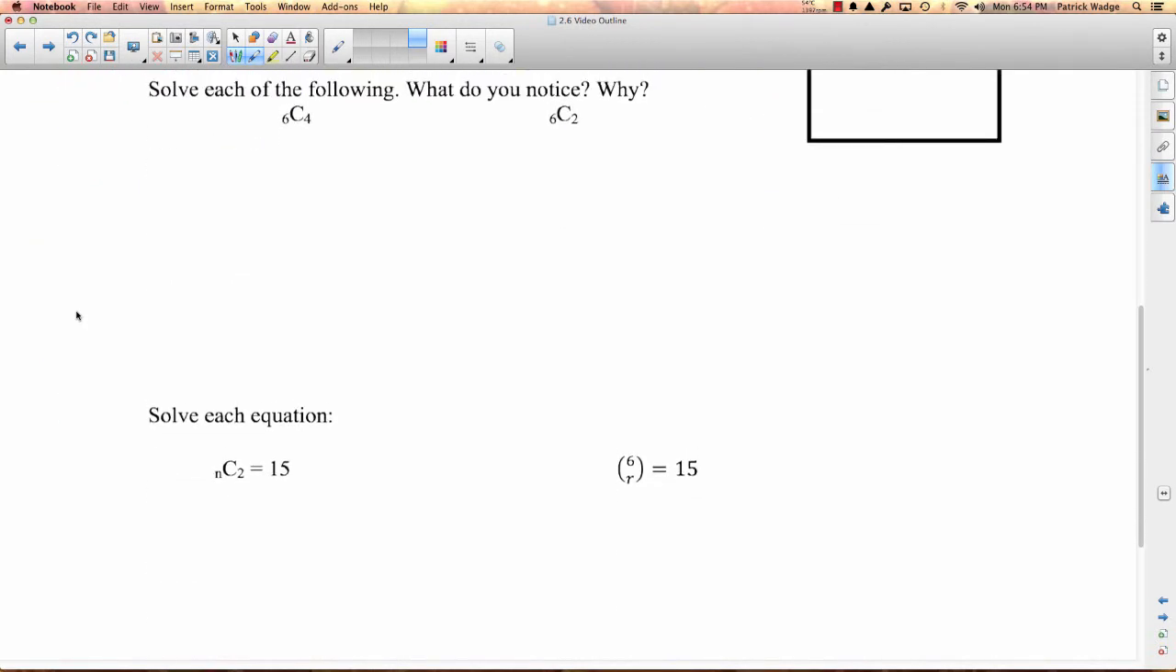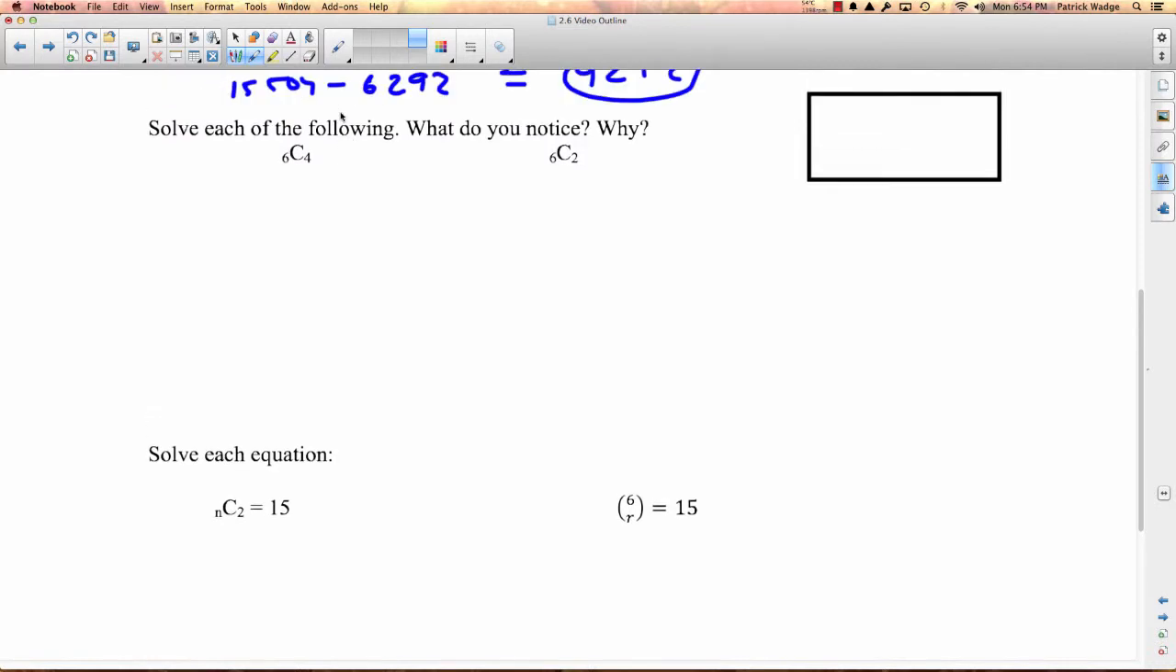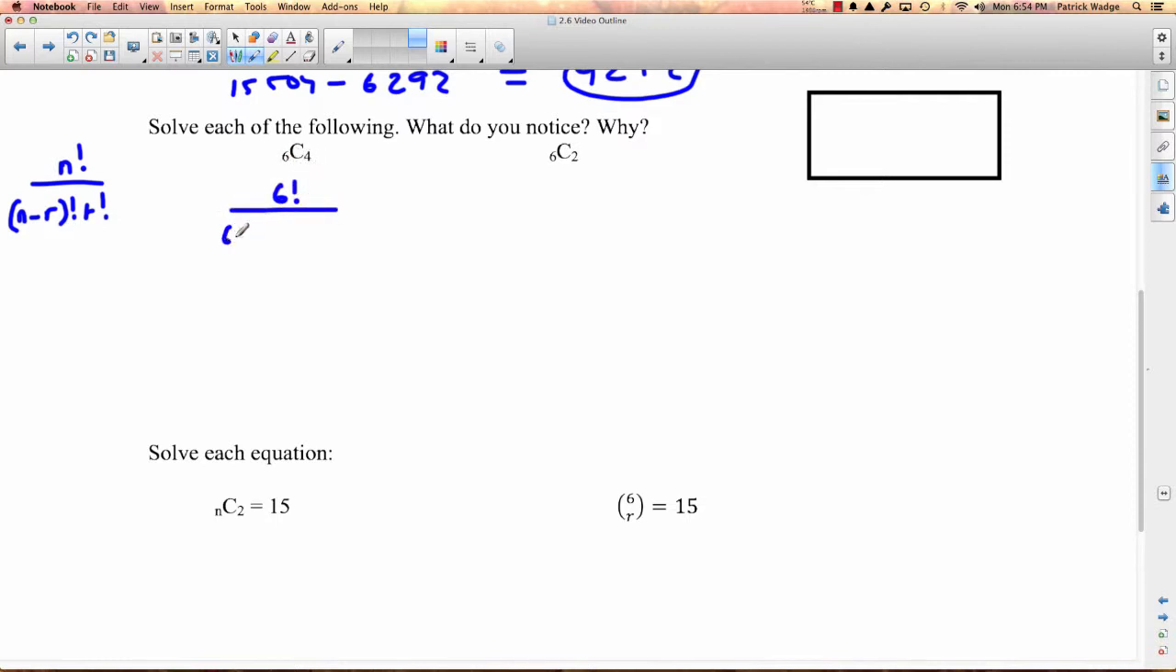Solve each of the following. What do you notice and why? All right, let's do this. I mean, you could just do this on a calculator. Let's do it without a calculator because I think it'll help us with the why part. So remember, the formula for combinations is n factorial over n minus r factorial, r factorial. So in this one, it would be 6 factorial over 6 minus 4 factorial, and then 4 factorial. Let's simplify. 6 factorial over 2 factorial times 4 factorial.